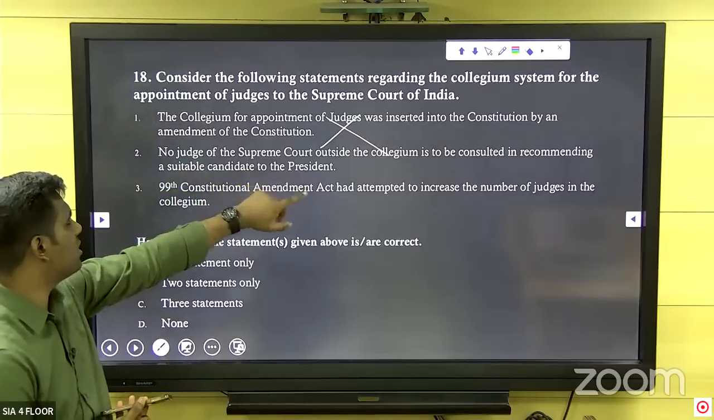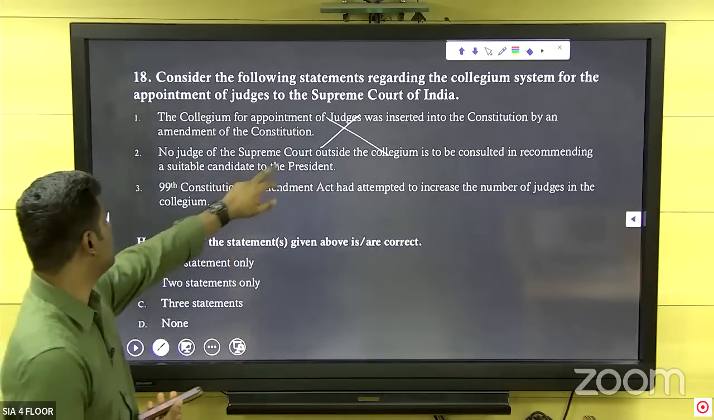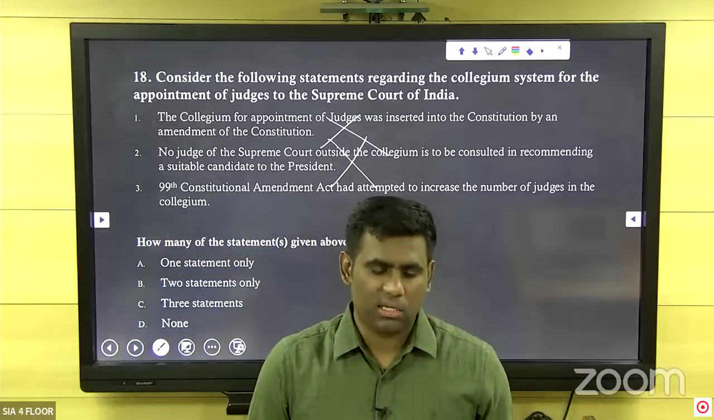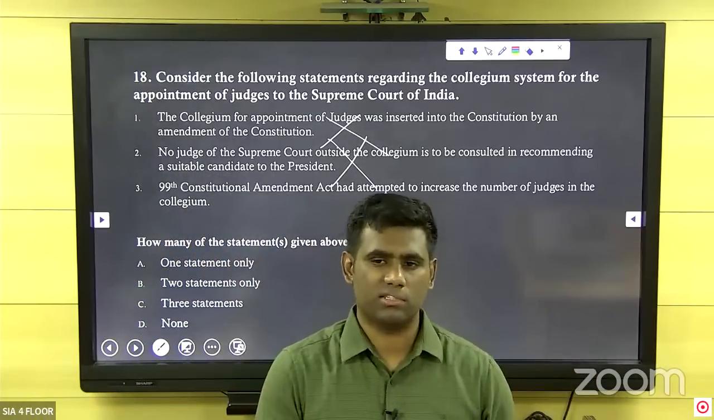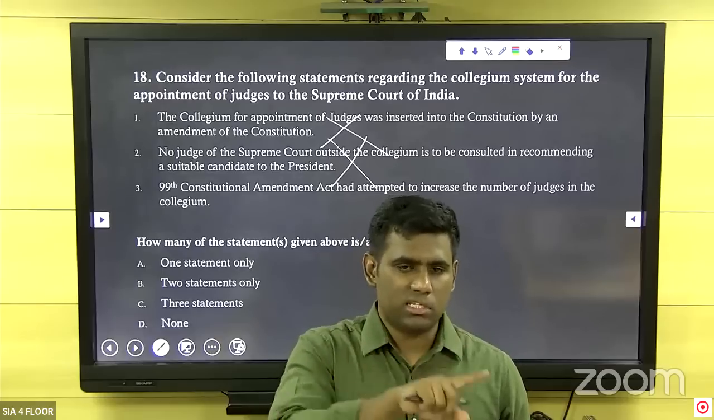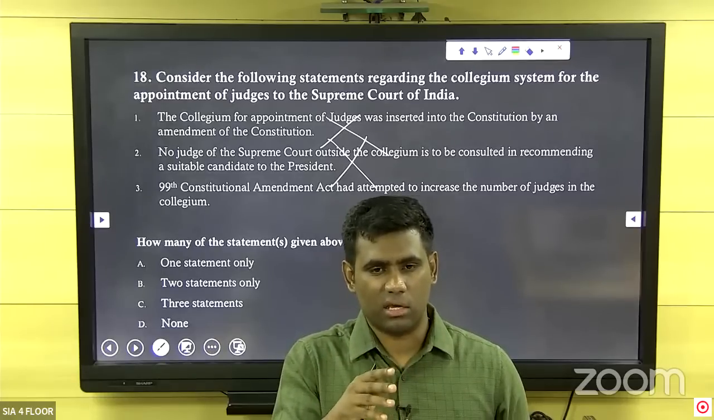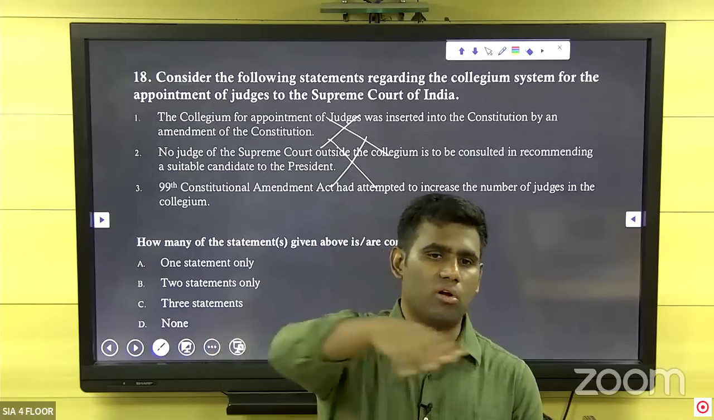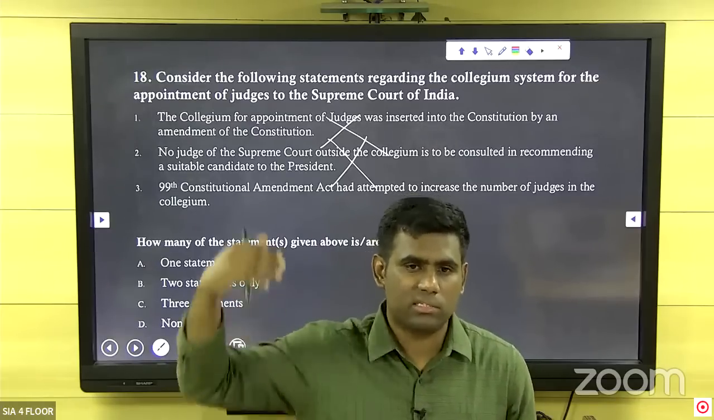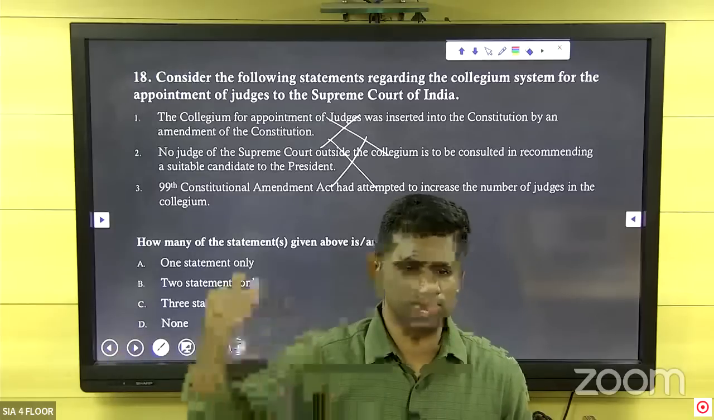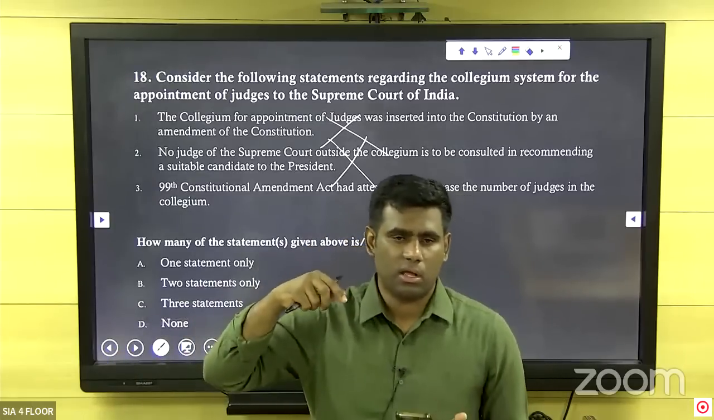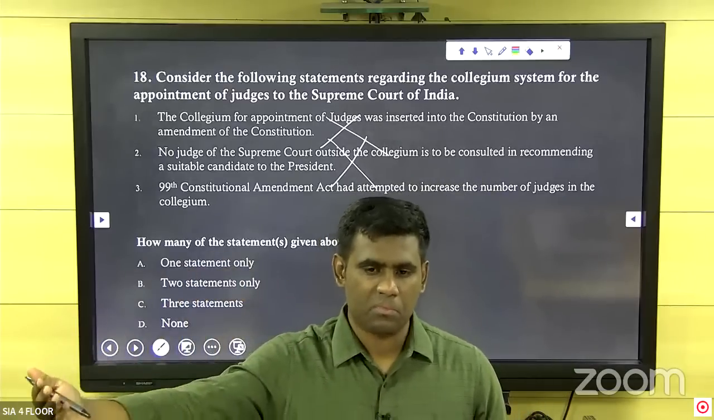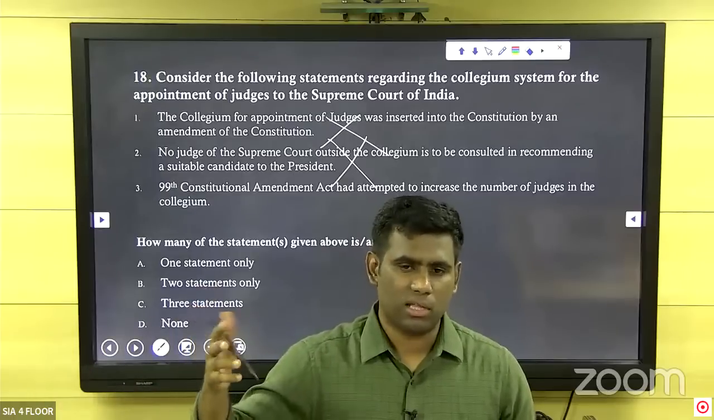No judge of the Supreme Court outside the collegium is to be consulted in recommending a suitable candidate to the president. This is wrong. In the third judges' case, if you read the entire points, you'll understand the collegium is the CJI plus 4 senior-most judges. Let's say the name of a judge being considered is someone completely unfamiliar to all 5 judges. They have no idea about the antecedents of the judge, a high court judge to be elevated to the Supreme Court. The entire collegium has no idea about the performance of the judge. In that case, what can they do?